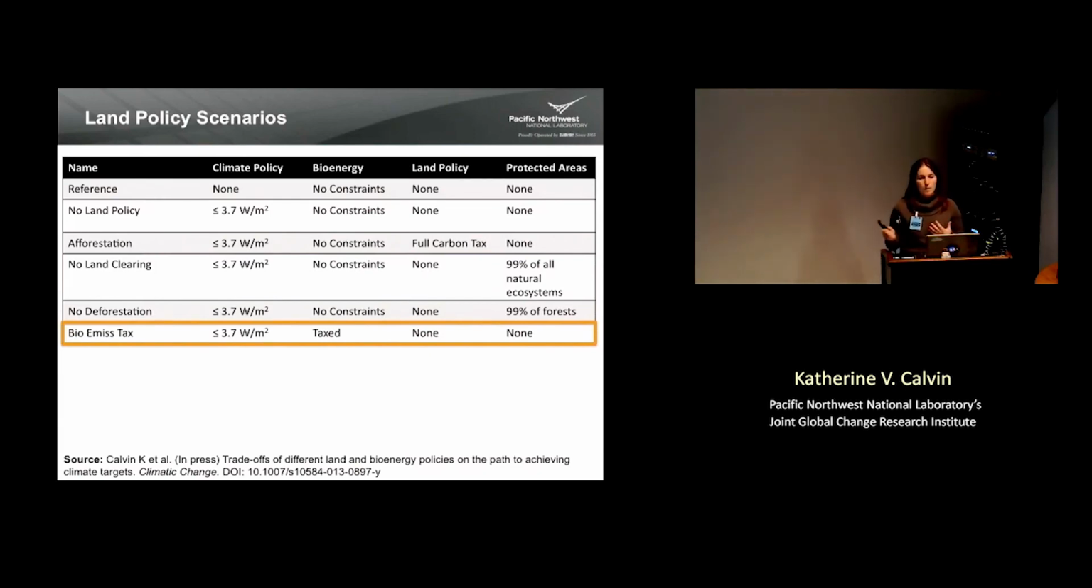And then the last one we looked at was more of an energy-related policy. Bioenergy is the big thing that might induce deforestation in the terrestrial system. So what if we tax that in the energy system? Here you'll have no incentives for afforestation, but you will prevent some of the deforestation by making bioenergy a lot more expensive in the energy system.